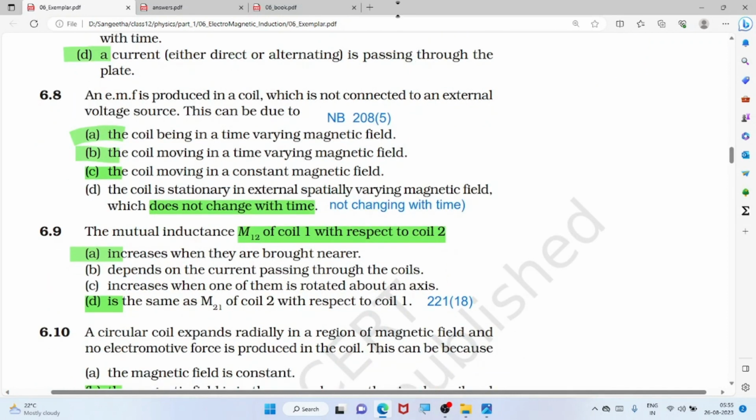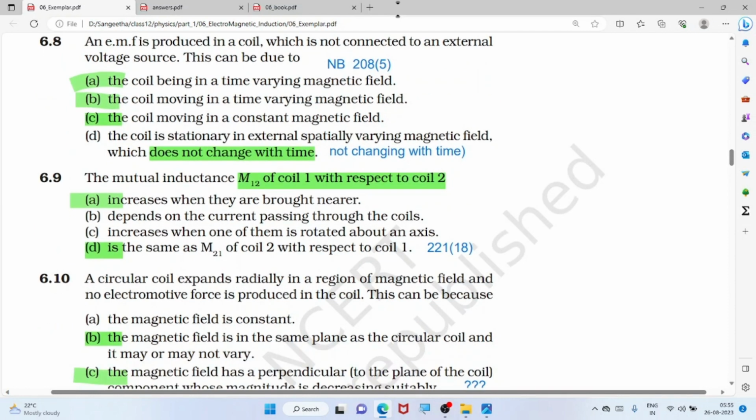An EMF is produced in a coil which is not connected to an external voltage source. This can be due to the coil being in a time varying magnetic field, or the coil moving in a time varying magnetic field, that is important. For the coil moving in a constant magnetic field, the flux does not change with time. This is incorrect.